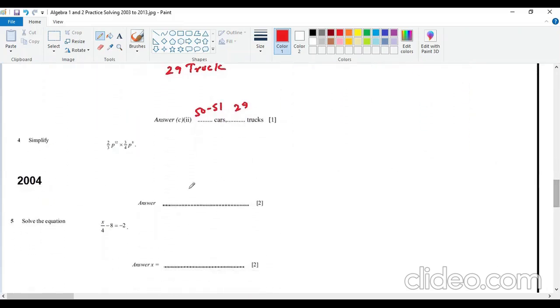Now when it comes to the next question, it says 2 over 3 p power 12 times 3 over 4 p power 8. So what I will do is I will be cancelling this 3 like this, and finally you'll have 2p12 and 1 over 4 p power 8.